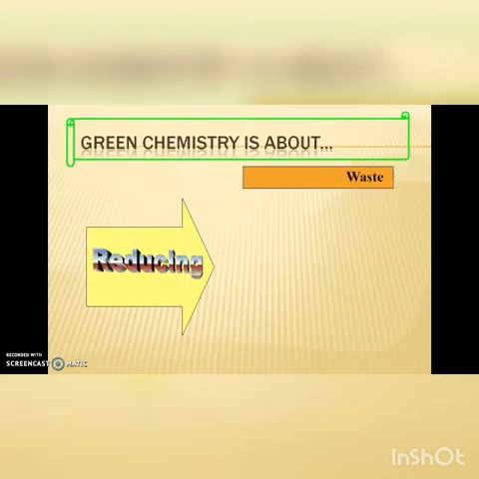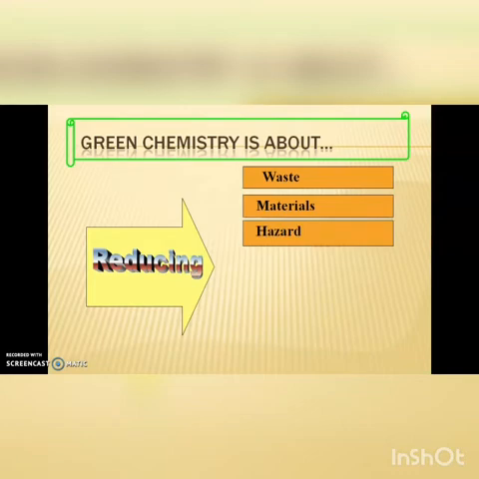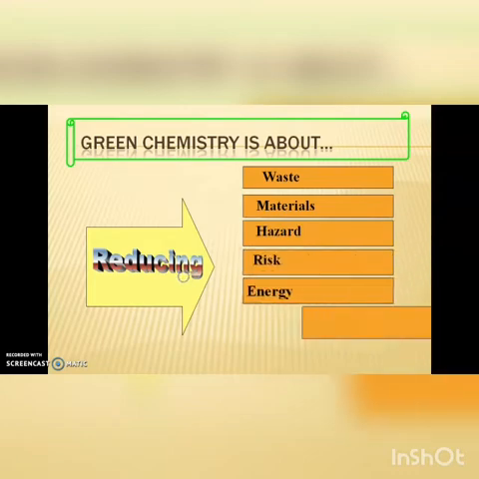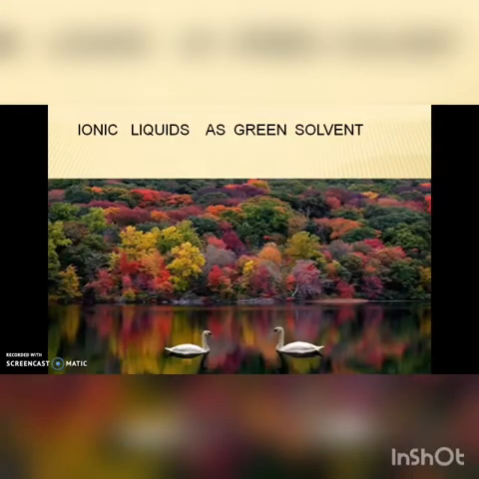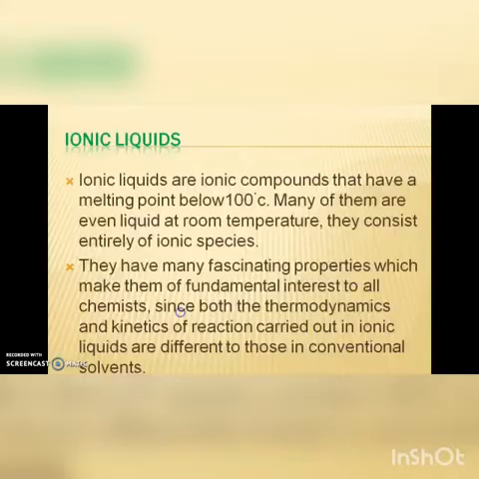Now, green chemistry is about reducing the waste, reducing materials, reducing hazards, reducing energy and risk, and the most important, environmental impact, and also the cost. So now we will see some green chemistry solvents which are used and which do not cause environmental pollution. The first one is ionic liquids.